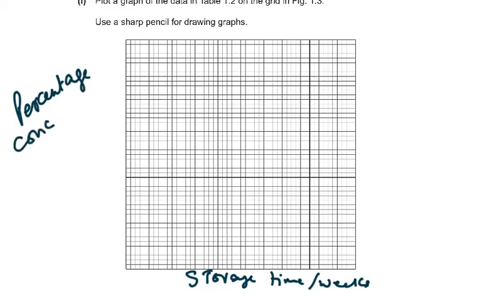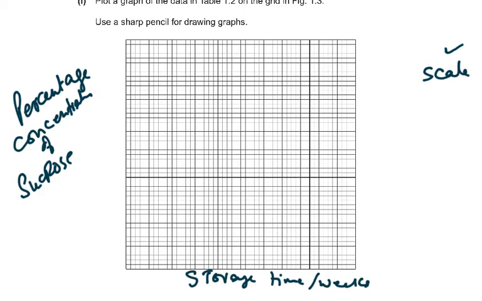And if you just wrote that, percentage concentration of sucrose, with no abbreviations, and even if you didn't draw any graph, you get 1 mark. So x-axis storage time in weeks, percentage concentration of sucrose on the y-axis, and you got a mark for that. So you got 1 mark for labeling the axis. The second mark is for the scale.